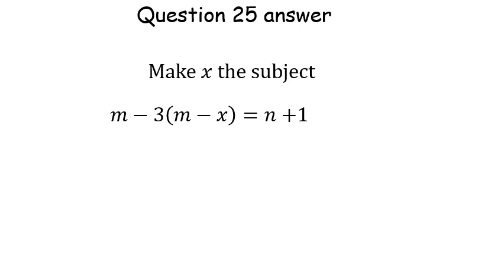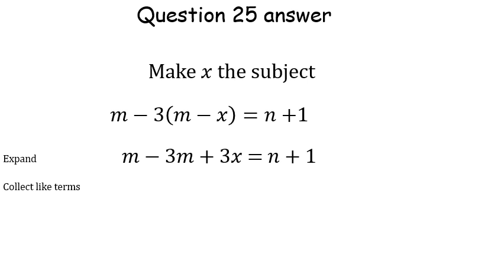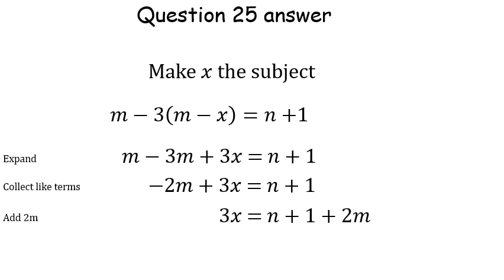Question 25. I first expanded the brackets and then collected the like terms. I then added 2m to both sides to get the x term on its own and then divided by 3 to get x equals n plus 1 plus 2m all over 3.